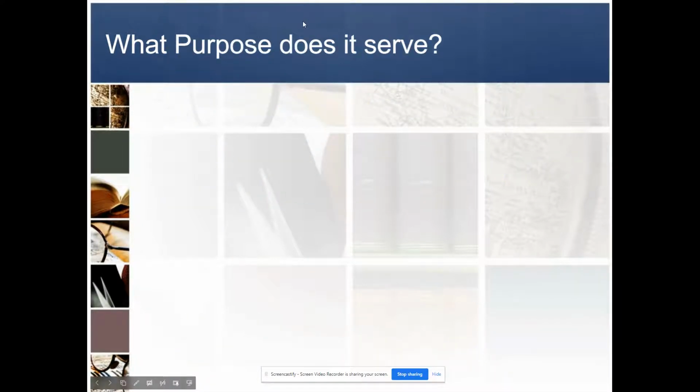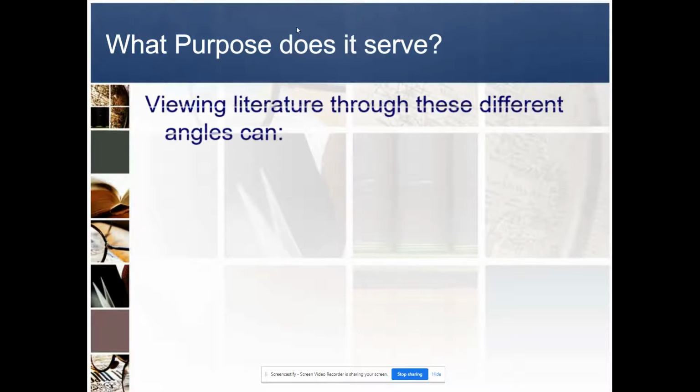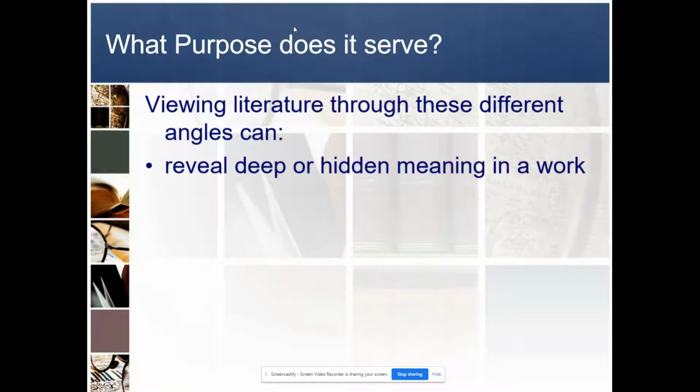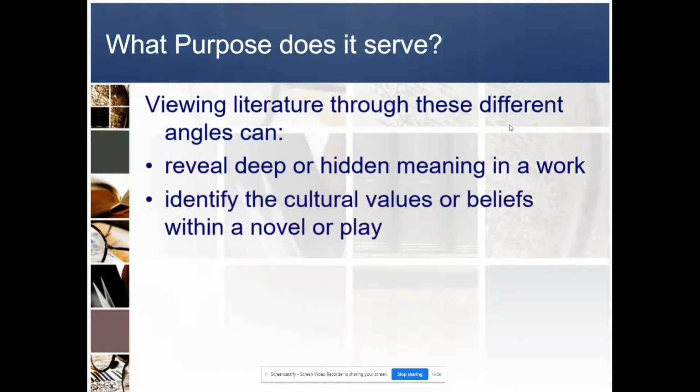So why delve this deeply into literature? As you already know, it can reveal deep or hidden meaning in a work, like when we talk about symbolism, or we look into character motivation, or we analyze flashbacks and foreshadowing. It can also identify the cultural values or beliefs in a novel or play. This is getting toward theme. We can identify what message the author has about culture or society or the beliefs or humanity.